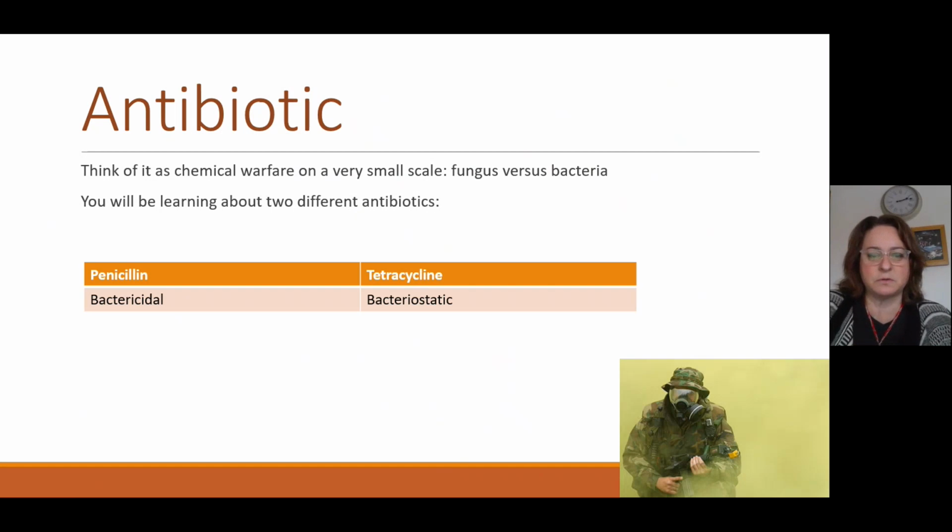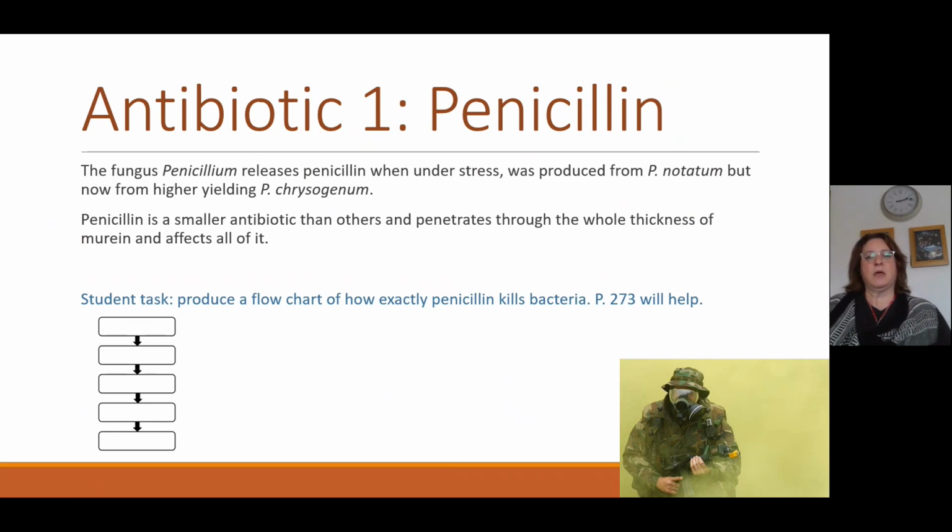Right, there were two different antibiotics. You need to know both types and their functioning. Now, as a bactericidal, which kills the bacteria, penicillin is your example, and for the bacteriostatic, tetracycline is your example. So let's go through them.